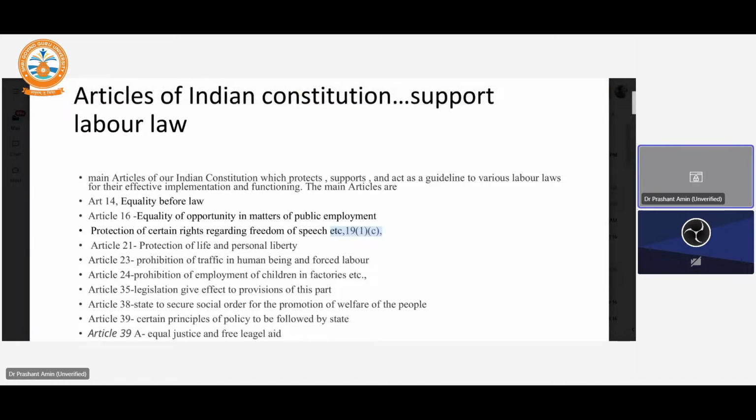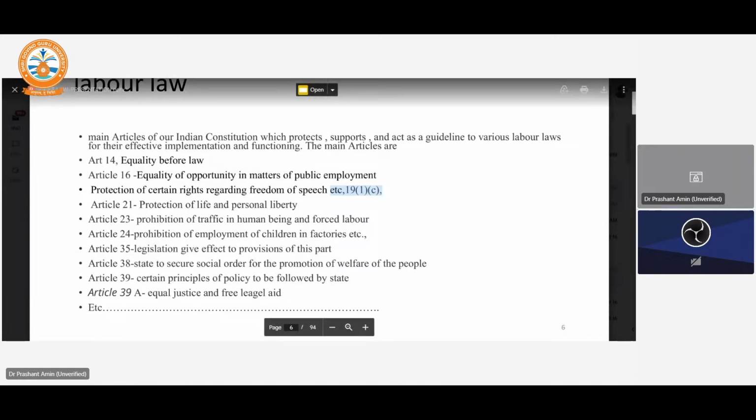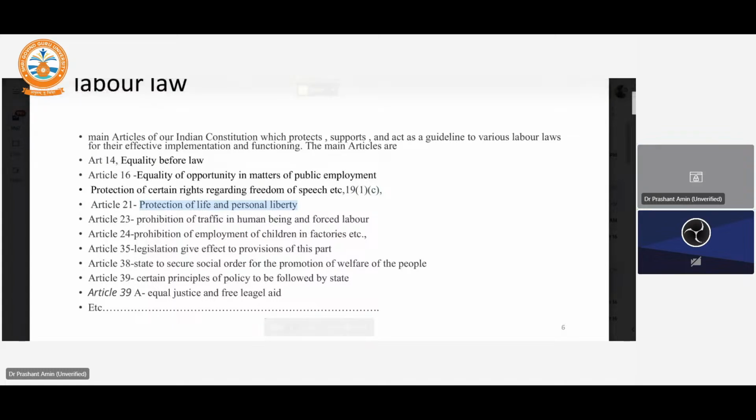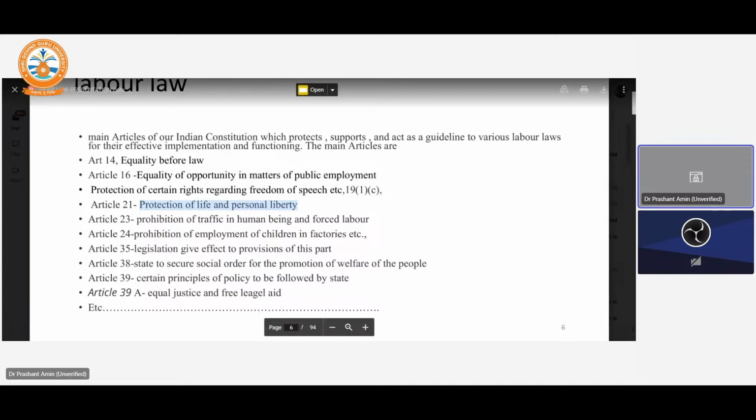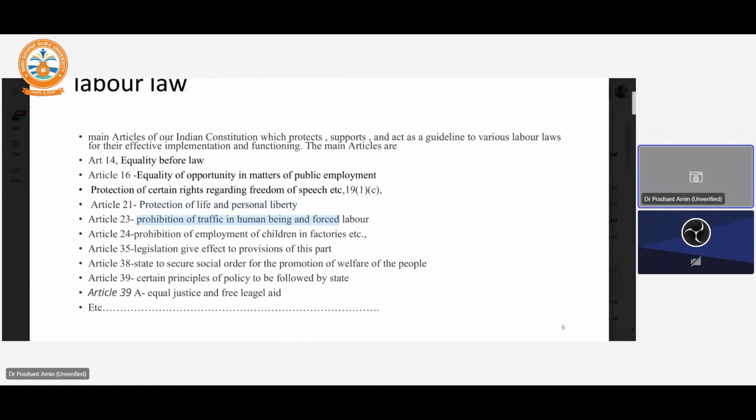Article 19(1)(a), right? Article 21, the protection of life and personal liberty. So when a particular person is employed in the company, what kind of liberty is given by the law, that is governed by Article 21. Article 23 of the Constitution says that there is prohibition of traffic in human beings and forced labor, right?